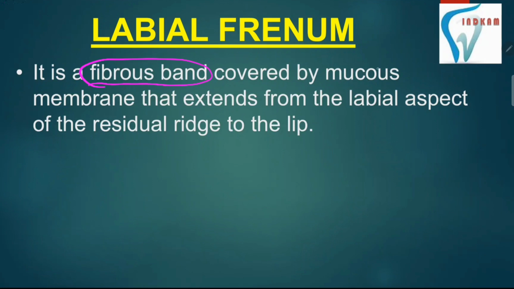Labial vestibule. It is that portion of the oral cavity which is bounded on one side by teeth, gingiva and alveolar ridge in edentulous mouth of the residual ridge, and on the other side by the lips. So, on one side teeth, gingiva and alveolar ridge are present, and on another side lips are present, and the cavity which is formed in between these structures is known as labial vestibule.